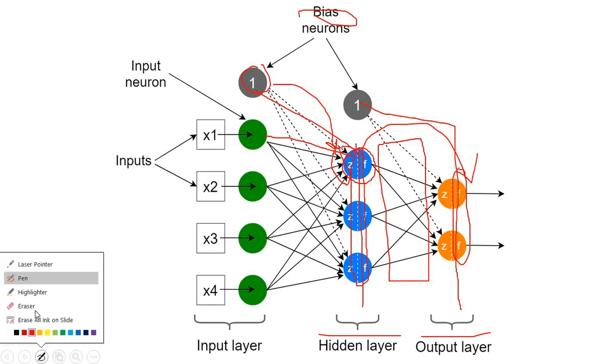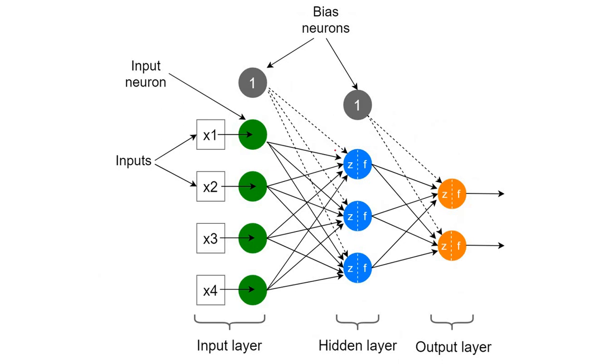So I will clear this one. First we are going to get the weighted sum, this part, and then we are going to add this bias. So now we have calculated a value. This value will be sent to the activation function, and once we send it, it will produce an output. That output will go to the next layer.